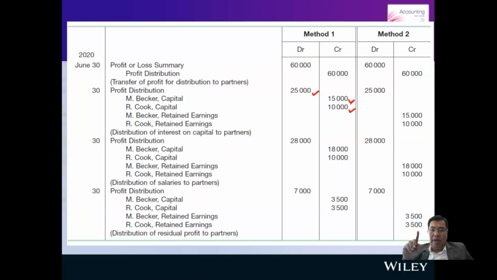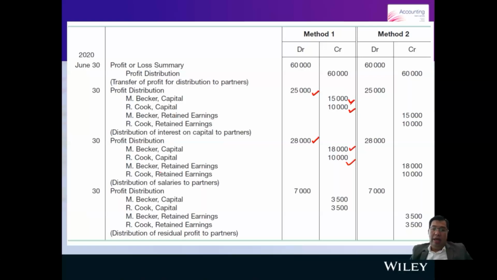And then the second one is about the salaries. You're going to take out the salary, 28,000, from the profit, and increase the capital for Becker and increase the capital for Cook. We don't use any accounts, just record it as a reduction in the profit. Increase the capital of Becker, increase the capital for Cook.